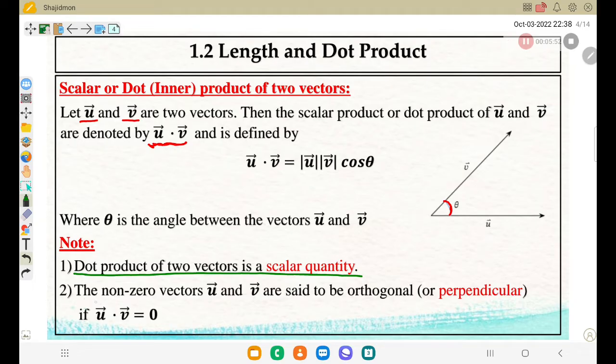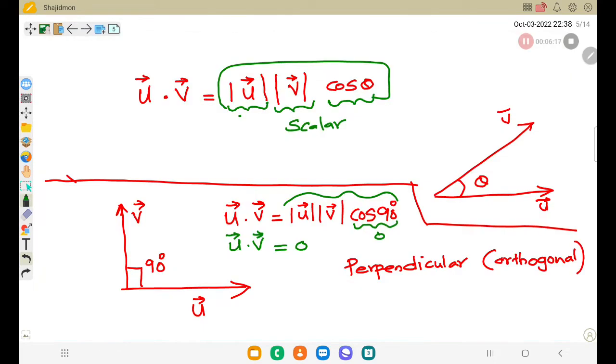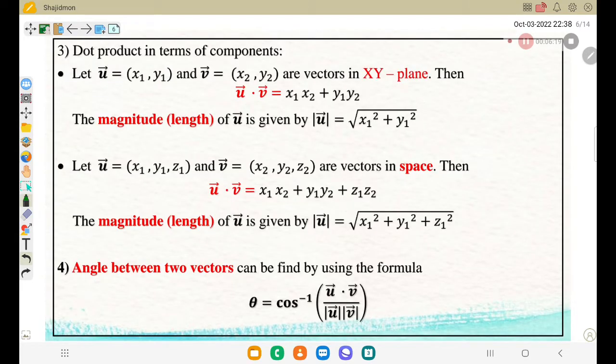This is the next point you need to be careful. The non-zero vectors u and v are said to be orthogonal or perpendicular if u dot v equal to 0. Dot product should be equal to 0. I hope you understood this meaning. u dot v means absolute u, absolute v cosine theta. And what is the meaning? Dot product is a scalar quantity always. And orthogonal means u dot v equal to 0. Now, we will come to the next point.